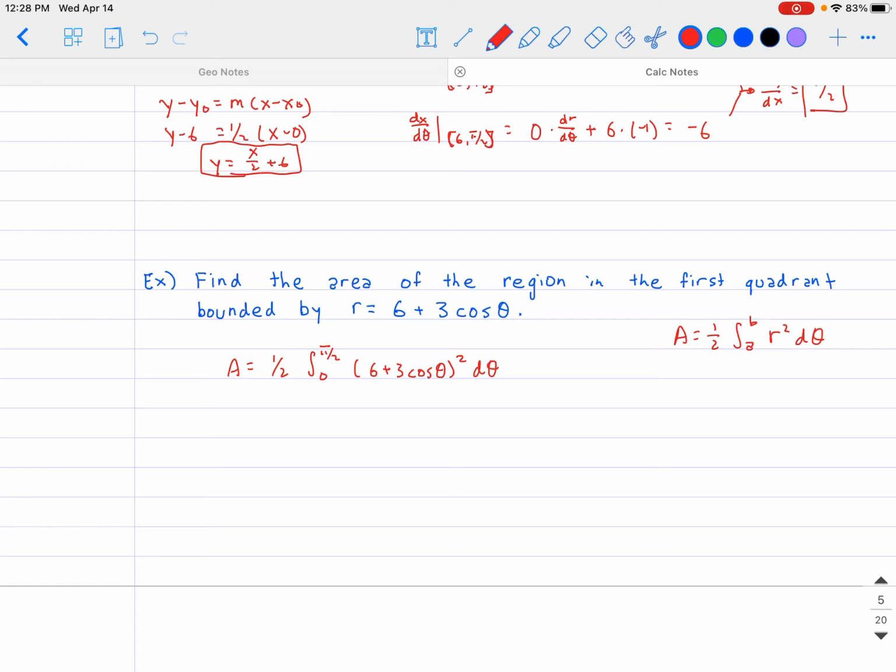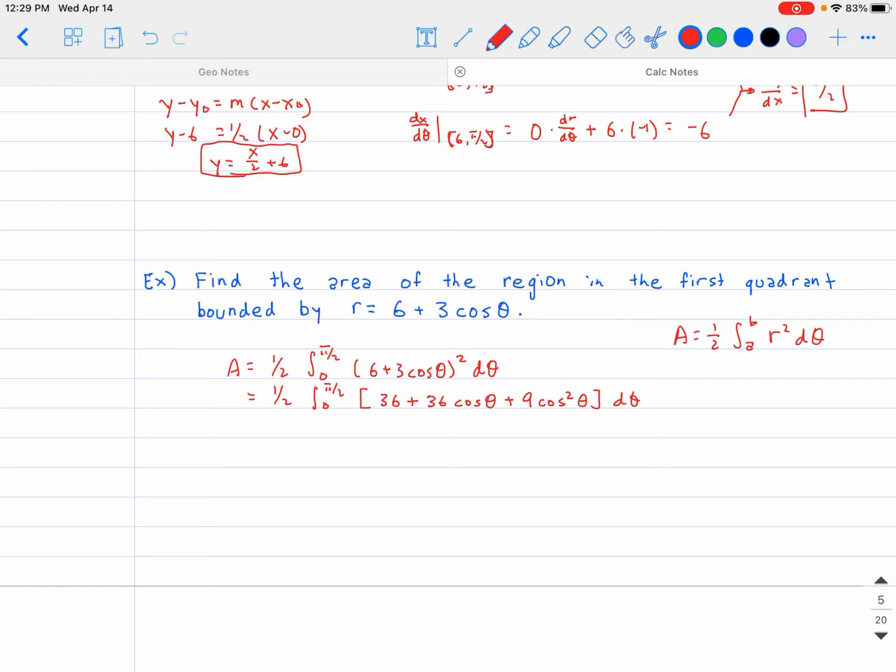It's setting it up. Now, finding the area depends on whether you have a calculator or not. A lot of times you can solve it with a calculator, but sometimes you can solve it by hand, and this is one of those cases. So 1/2 carries over. If I multiply everything out, we have the integral from 0 to pi/2. Expand all of these, that's going to be 36, plus 6 times 3 times 2, which is also 36, times the cosine of theta, plus 9 times the cosine squared of theta, d theta.